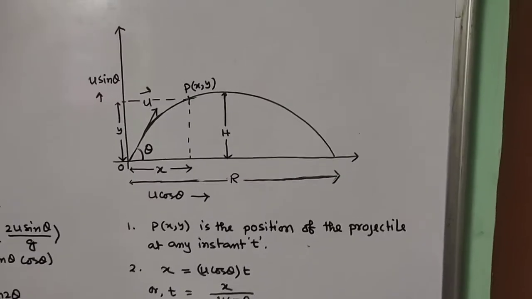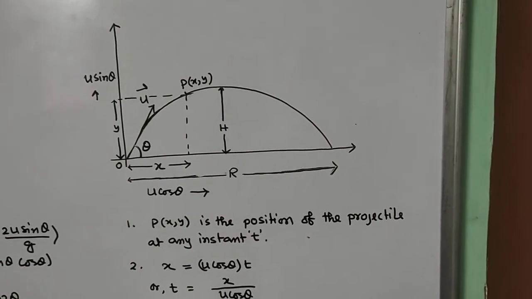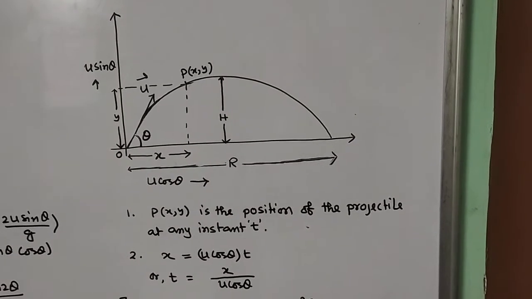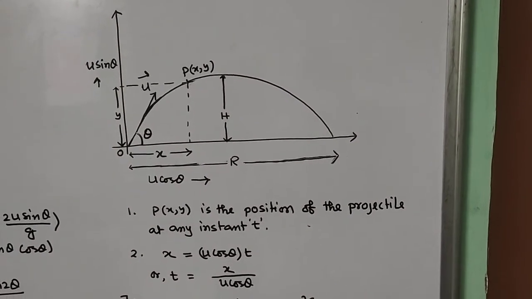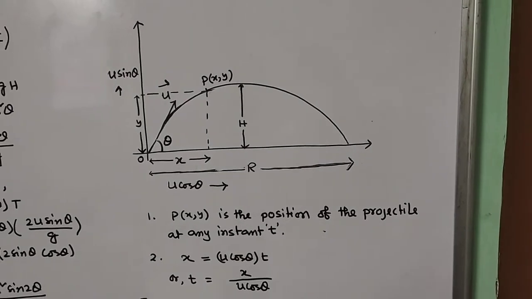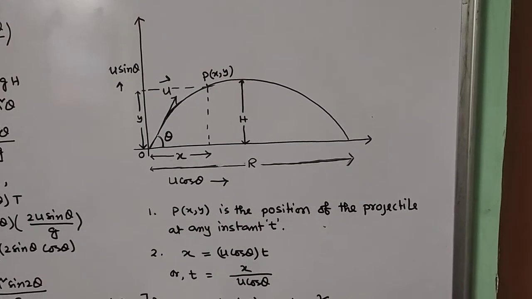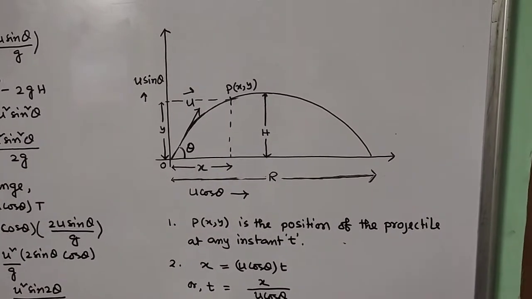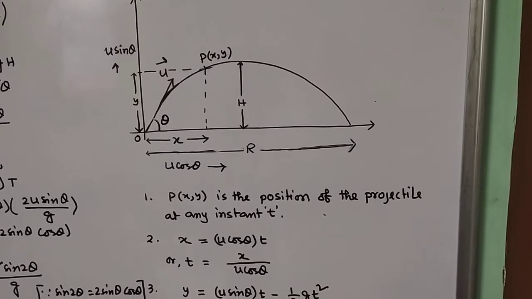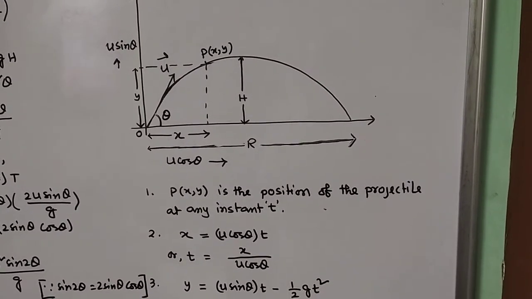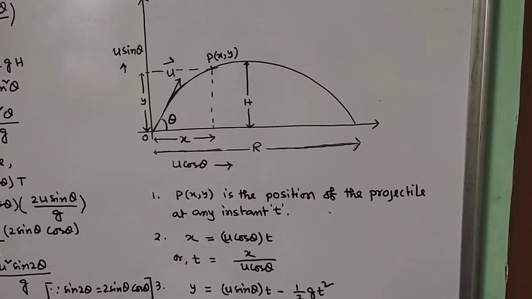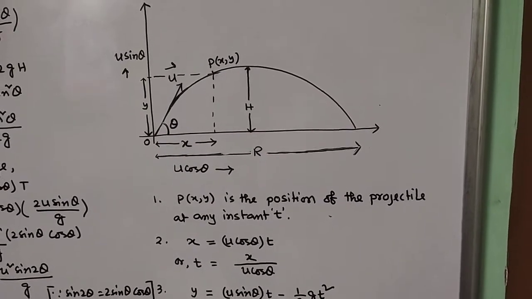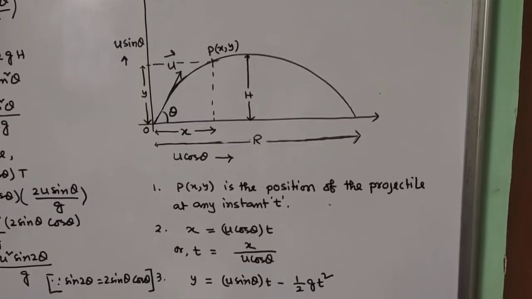Now in equation number 2, we are going to use distance equals speed into time. So if x is the distance along the x-axis, then the speed along the x-axis is u cos theta, because we have thrown the object with the initial velocity u vector. So it has these two components. One is u cos theta and another one is u sin theta. u cos theta is along the x-axis and u sin theta along the y-axis. So from here we can get t equal to x by u cos theta, and t is the time at which the projectile reaches the point P, with coordinates x, y.